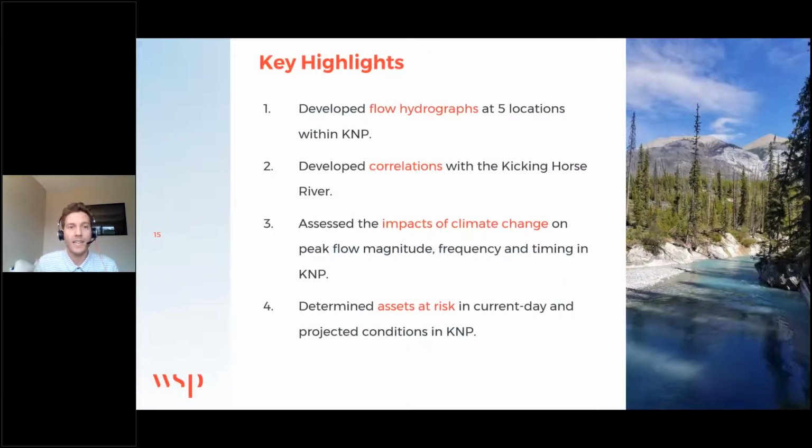So to conclude, the key highlights of the study were to develop flow hydrographs at 5 locations within the National Park, and then to develop correlation with the Kicking Horse River that could then be used to better understand the impact of climate change by picking the right station from the PCIC published data to determine peak flow magnitude change, frequency change, and timing change in the National Park. And finally, we determined assets at risk in current day and projected conditions in the National Park.